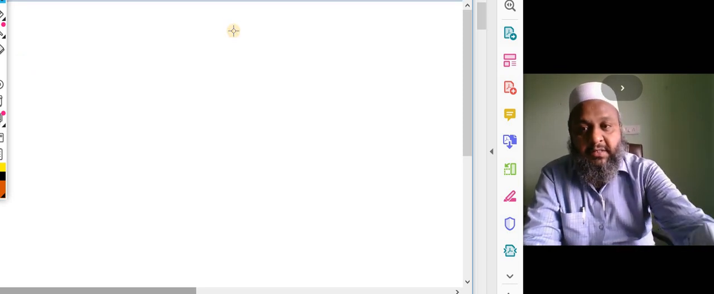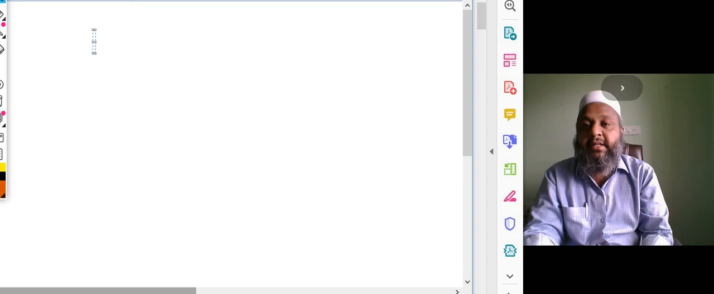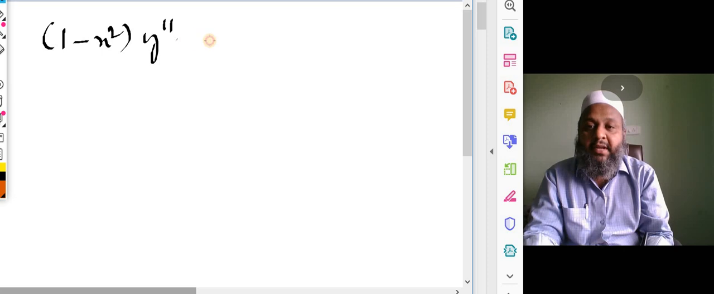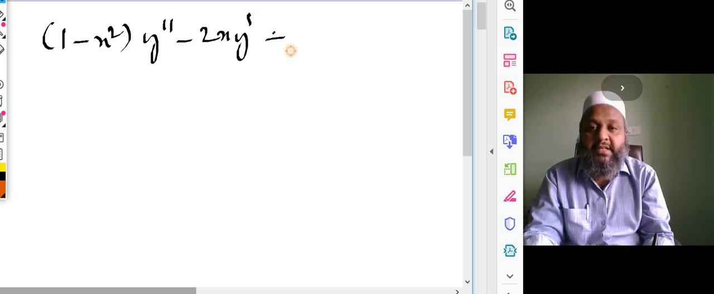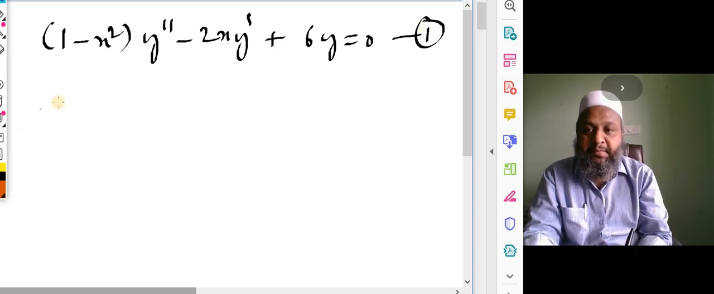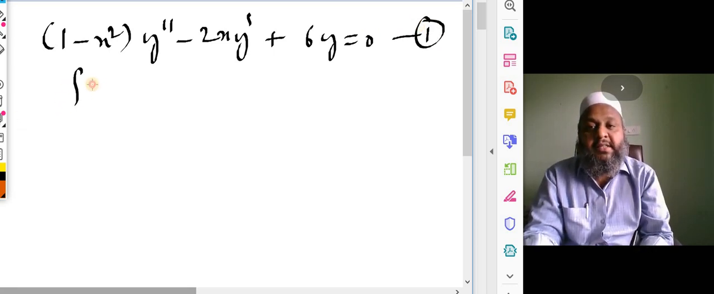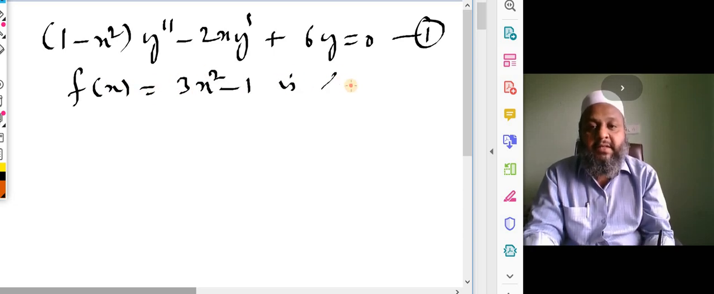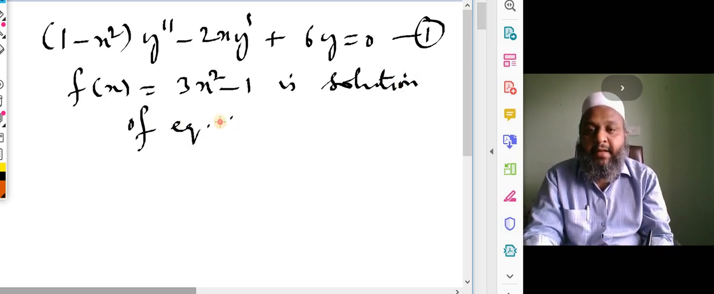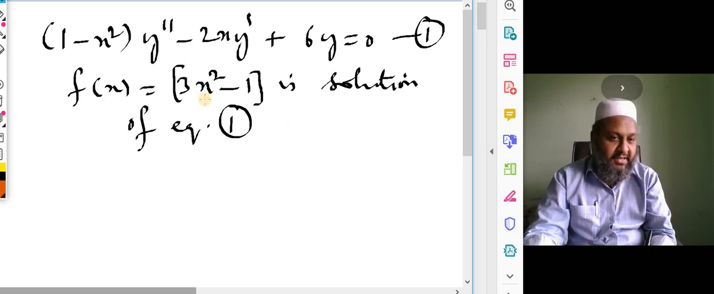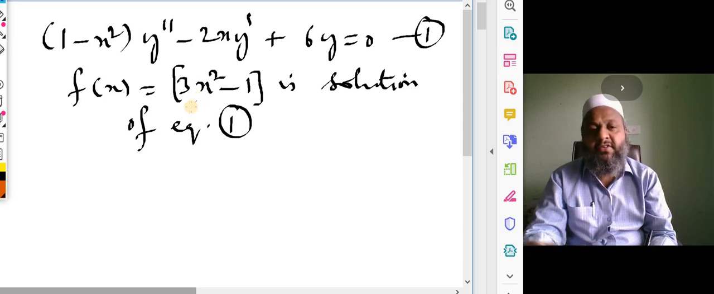For example, I have again the same thing: 1 minus x square times y double dash minus 2x times y dash plus 6 times y equal to 0. This was our original equation. Now I have just shown that some f of x equal to 3x square minus 1 is a solution of equation 1, and this is a polynomial, and any multiple of this polynomial is of course a solution.